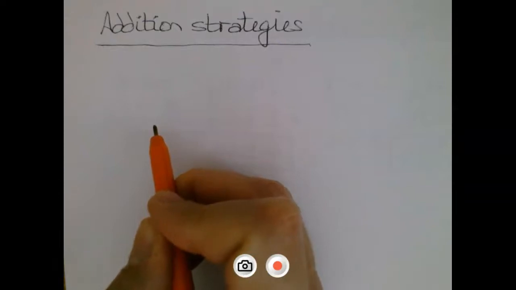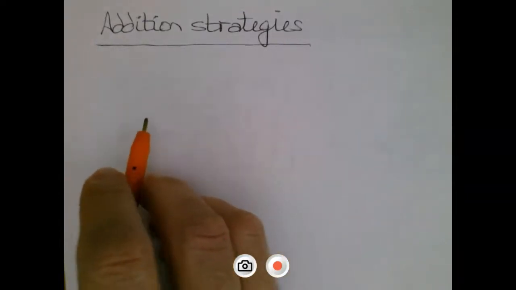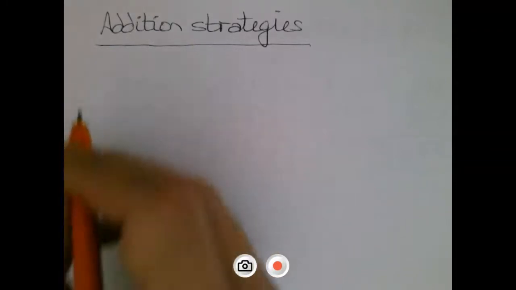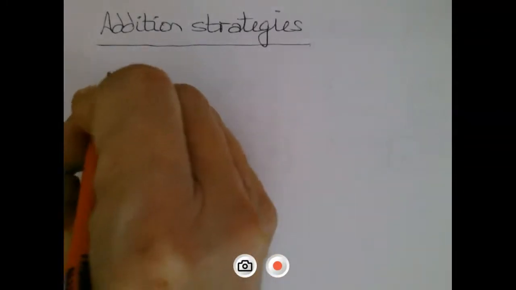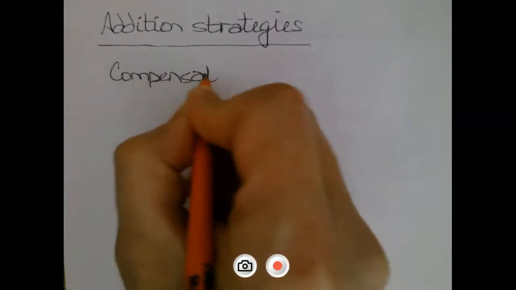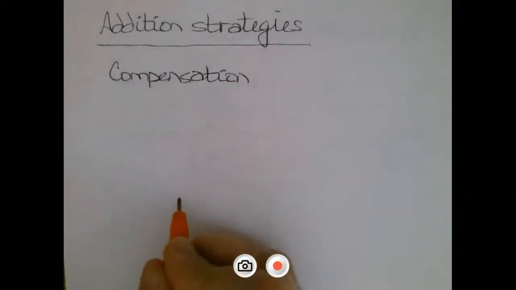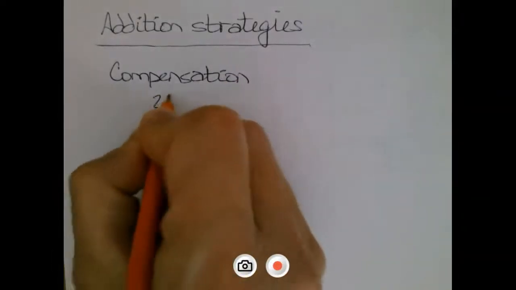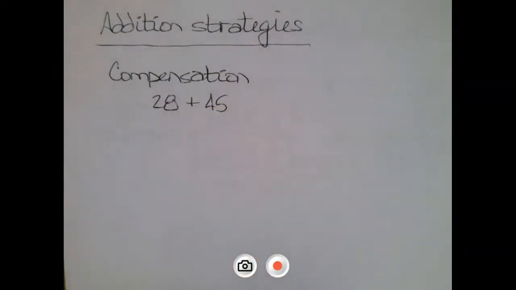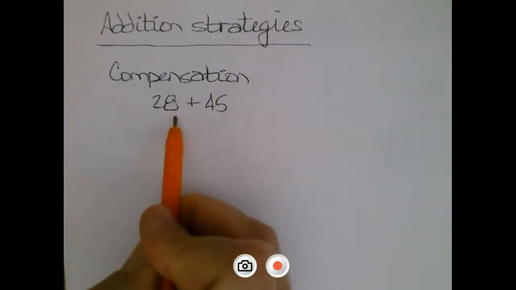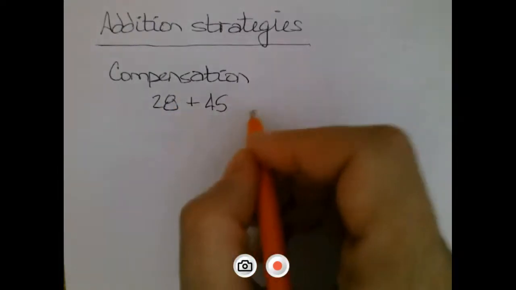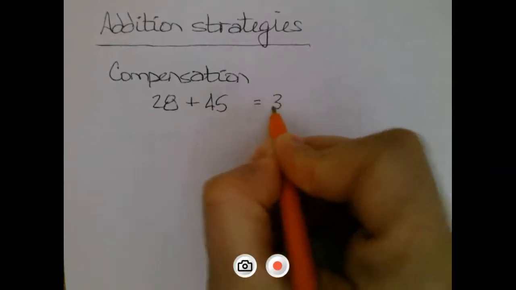So if we're adding in our head, there's some strategies that a lot of people use, and you'll see a lot of kids use these also. First one we'll call compensation. Suppose I want to add 28 plus 45. It's nicer to add numbers that end in 0, so I really wish this was a 30. So I'm gonna make it a 30.